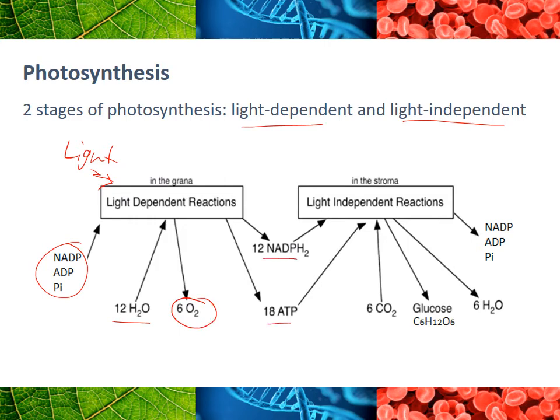NADPH and ATP get carried over into the light independent reactions, so they go into that. We also get our carbon dioxide from the atmosphere, which enters the stroma for that, and we have our outputs, glucose, water, and our additional outputs, which you'll notice come out of the light independent reactions the same way they went into the light dependent reactions. That's that cycle again.